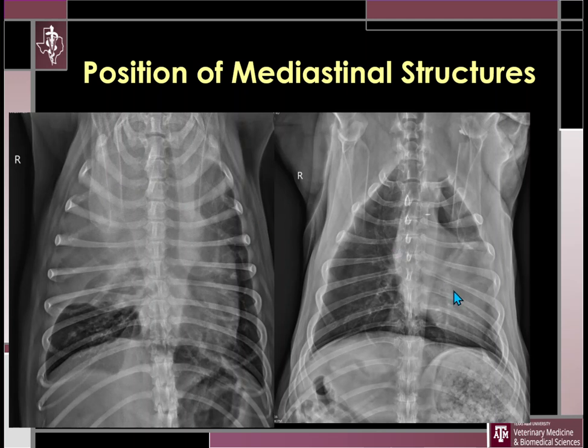On this animal, you'll notice that the mediastinum, so the heart and the trachea, are slightly displaced to the left. However, there's nothing pushing it. It's just that there's reduced volume on the left side. So these lungs are atelectic or not fully inflated, and that's why there's increased opacity in these lungs with the mediastinal shift toward the opacity.